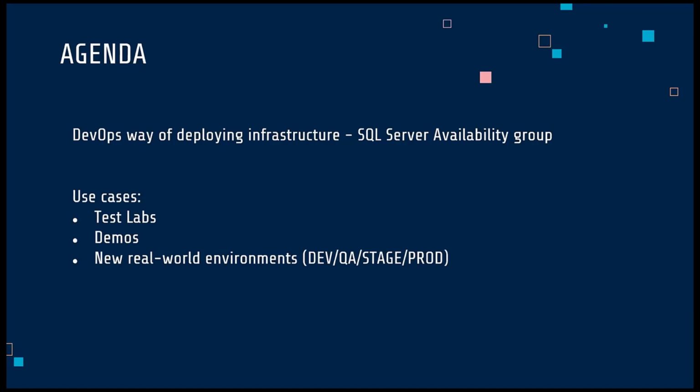You'll see me discussing how to build an Active Directory, install and configure SQL Server instances, build a Windows failover cluster, and in the end, create an availability group. A few use cases for this setup that I personally use is just to build test labs, for example, to explore new options in new versions of SQL Server. Then to do demos like this one today. And also the same approach can be taken to deploy real-world environments, for example, for clients that I work with.